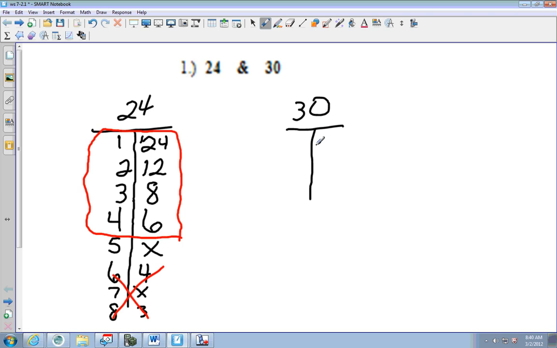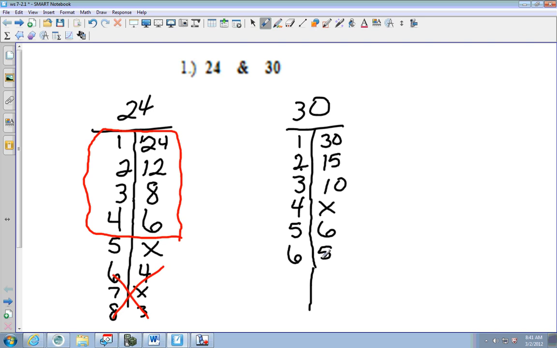Let's go up here to 30. 30 divided by 1 is 30. 30 divided by 2, 15, thank you. 30 divided by 3, 10. What about 4? That doesn't go in evenly. What about 5? 6. Well, the next one is 6, and it's 5. Did I just start to repeat myself? So I'm going to stop, and I'm not going to worry about from here down. I'm only going to look at this part.